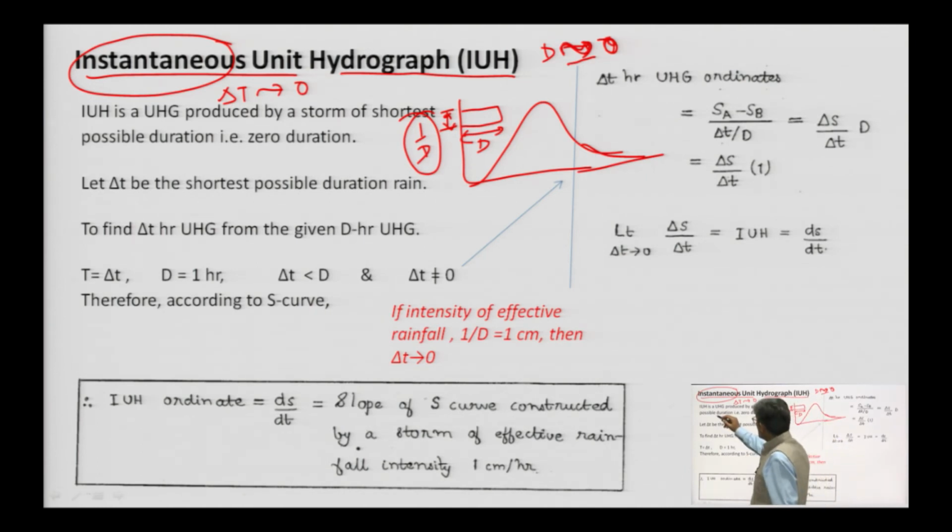So what is the definition of IUH? IUH is a UHG produced by a storm of the shortest possible duration, that is 0 duration, not 0 but tending to 0. Let T be the shortest possible duration, to find del T.